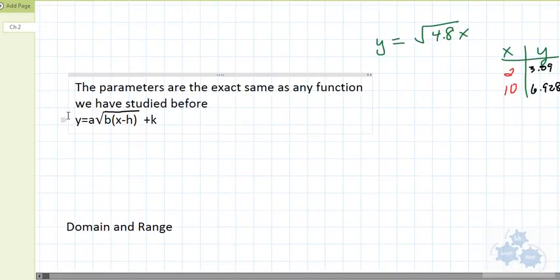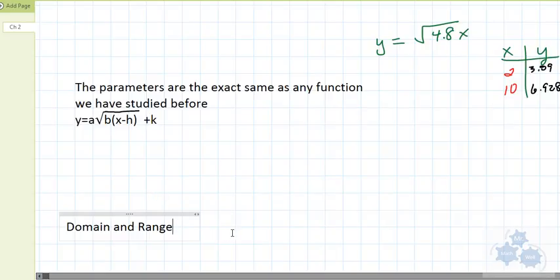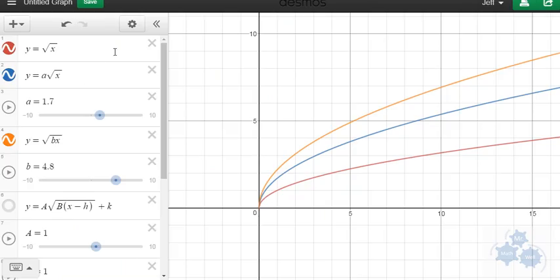All right. So here you go. Make sure you have this written down right here. Y equals a root b bracket x minus h bracket, and plus k on the outside. So it's the same parameters as for any others. And I do want to talk just briefly about domain and range. We have talked about domain a little bit, but I'll just get this written down real quick, and then I'm going to pop back to Desmos here.